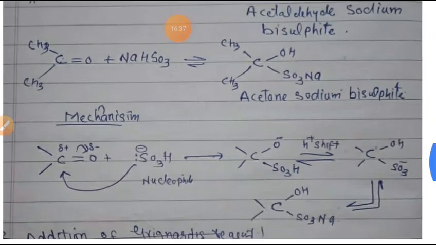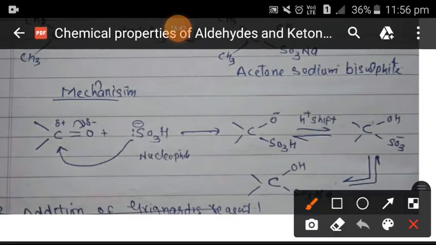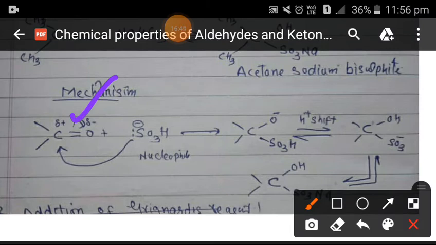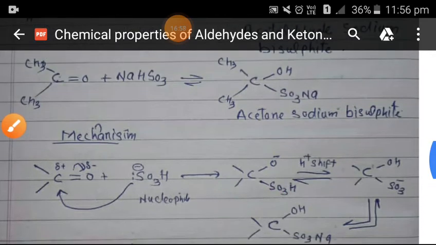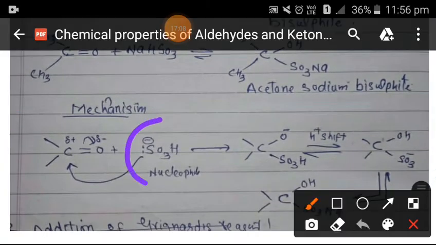Okay, so we have taken the mechanism of the reaction. The product depends upon whether you are taking aldehydes or ketones. If it is an aldehyde, the product will be formed as acetaldehyde sodium bisulfite. If it is the ketone, the product will be formed as acetone sodium bisulfite. Clear? So this is the second nucleophilic addition reaction, in which the nucleophile is somewhat different. It is SO3 negative H. Being an electron rich center, it attacks this carbon atom, as a result of which the addition product is formed.